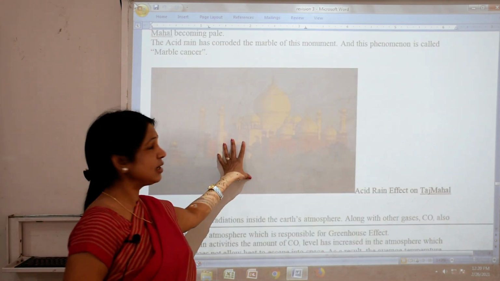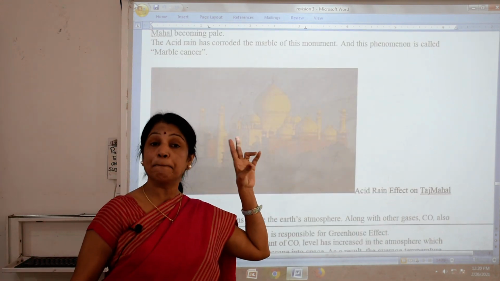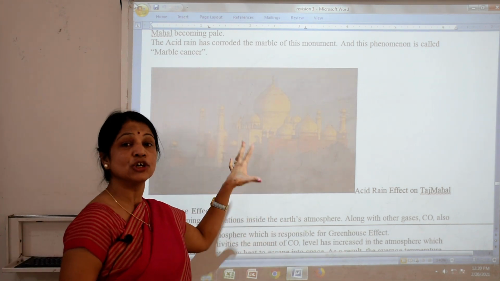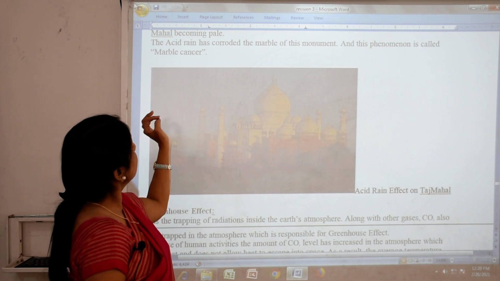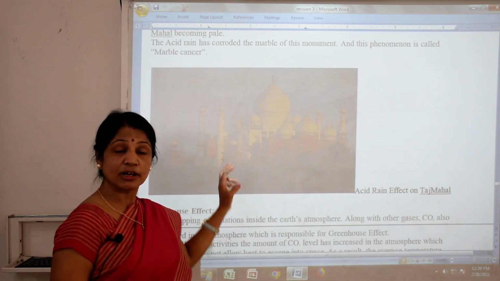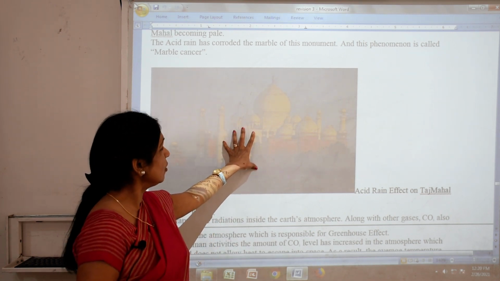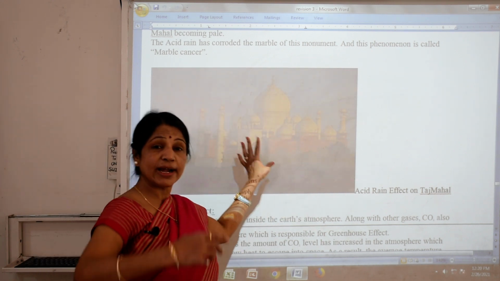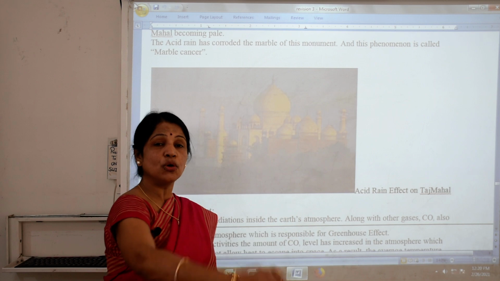This is the Taj Mahal, recognized for its beauty, but this time it is recognized for its dirty color. It suffered a disease called marble cancer, and its white color turned yellow.